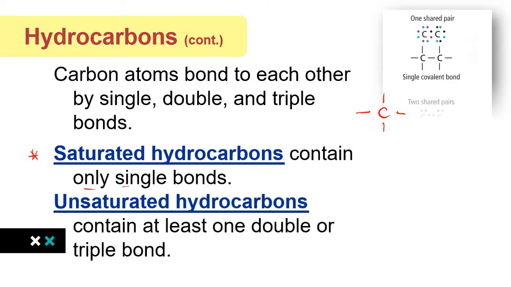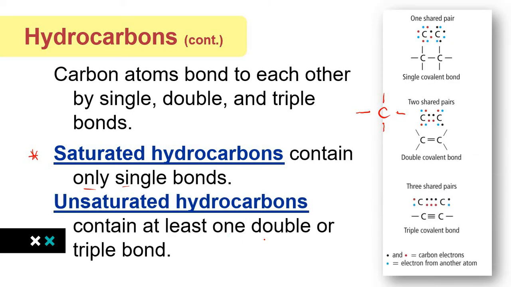But when it contains at least 1 double or triple bond, it's not saturated at all. So it is now called unsaturated hydrocarbons. For example, you have a double bond carbon or a triple bond carbon. If these contain a double bond or a triple bond, it's now called unsaturated.